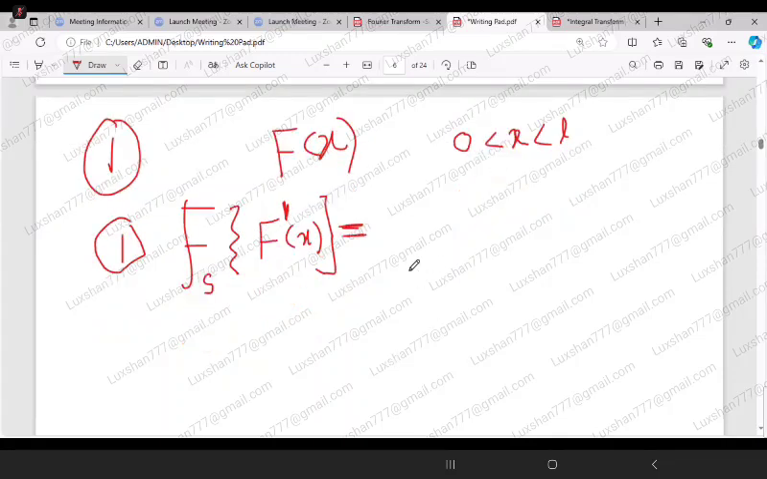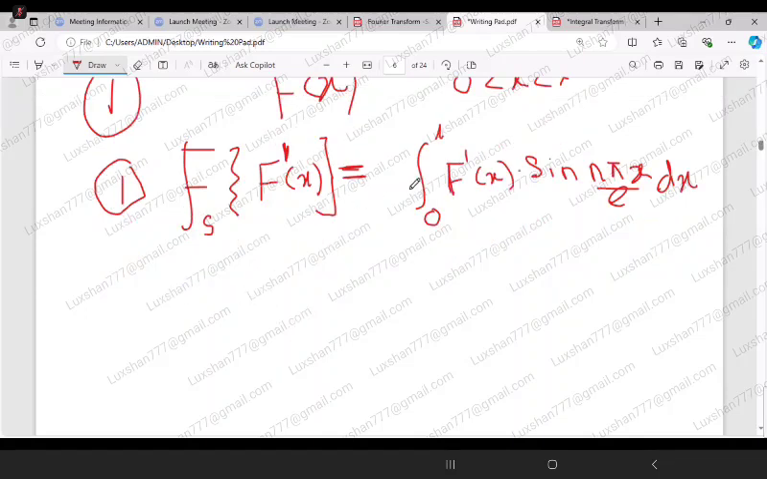Okay, we'll use the definition. So definition says what? 0 to L, F dash x into sin n pi x over L dx. So now we'll differentiate this one. This is equal to, okay, so using integration by parts, we can have what?